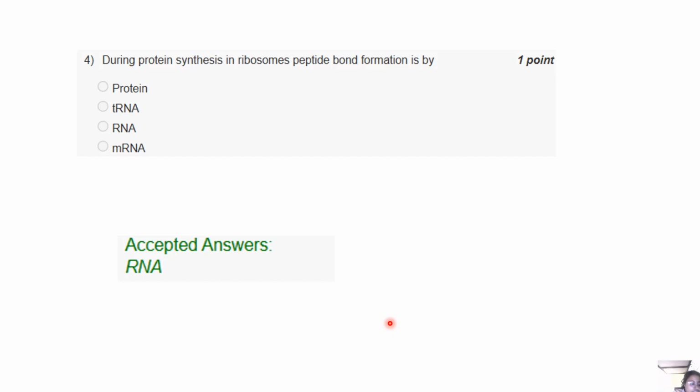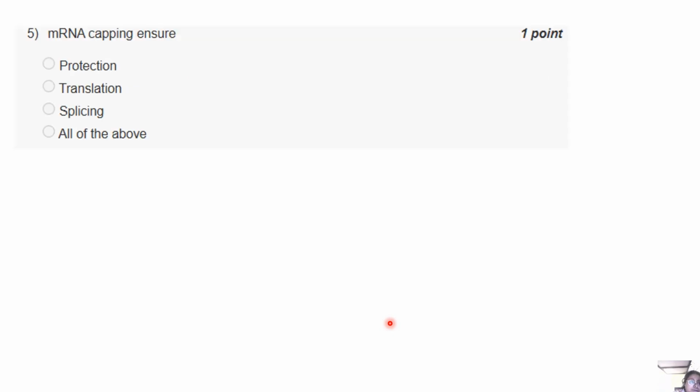So, no doubt in this question, we'll move on to the next question for today. mRNA capping ensures protection, translation, splicing, all of the above. I'll give you 2 to 3 minutes. If you know the answer to this question, you can unmute and let me know, and then we'll discuss.